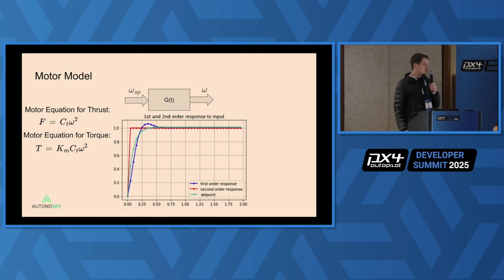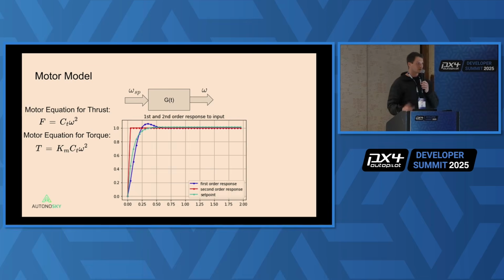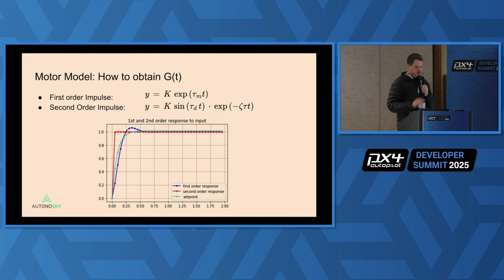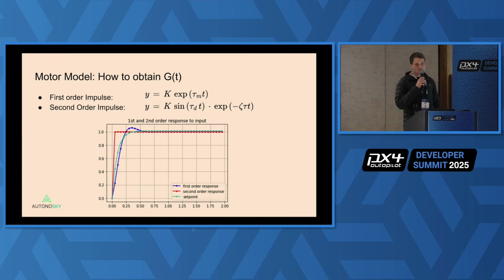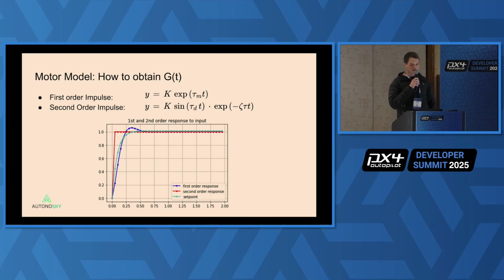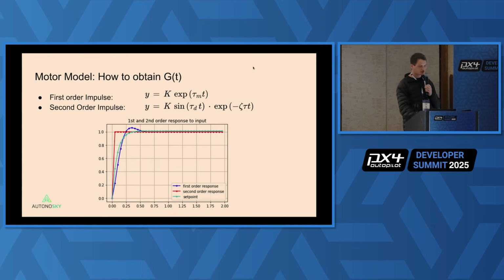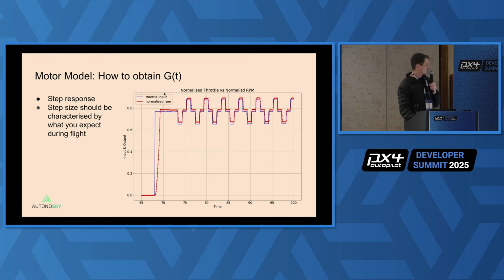And it's quite important that your controllers take these time delays into account. Otherwise, it will lead to vibrations or, in the worst case, instability. So typically, we model the motors either as a first-order impulse response equation or a second-order if you want to accommodate more complex dynamics such as overshoot and oscillation. For this presentation, we'll look at the first-order impulse equation.